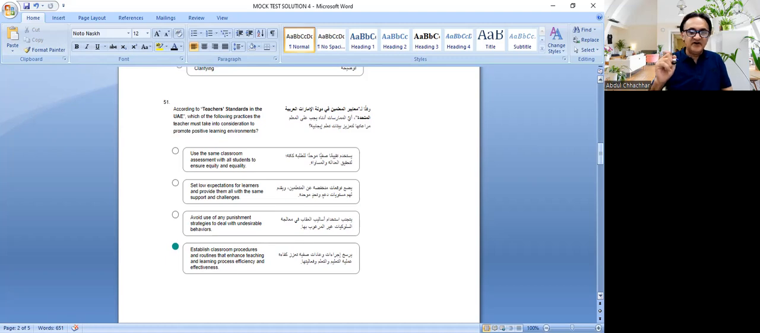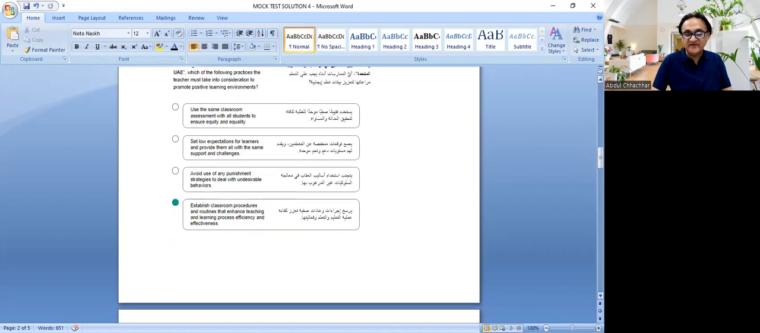Which of the following practices must teachers take into consideration to promote a positive learning environment? The first choice is about assessment. We are not talking about assessment and evaluation. Set low expectations? We always set high expectations for the student. Avoid use of any punishment? This is not about punishment. These statements have been taken as they are from the UAE teachers' standards. Establish classroom procedures and routines that enhance the teaching and learning process and efficiency. You can go and check it. I have already verified it.